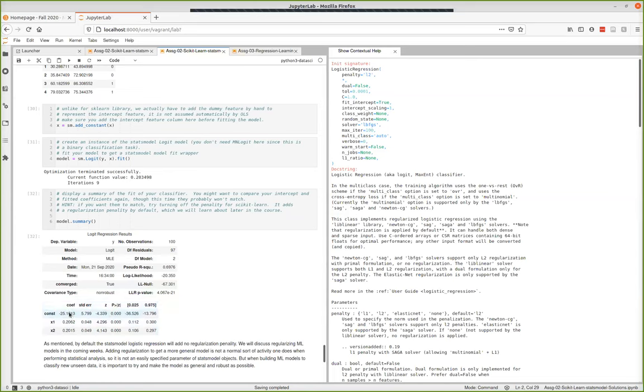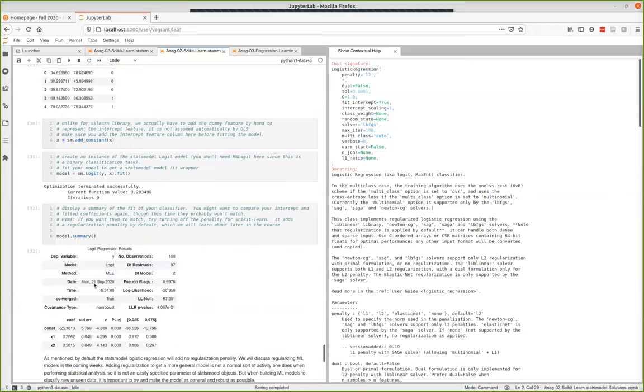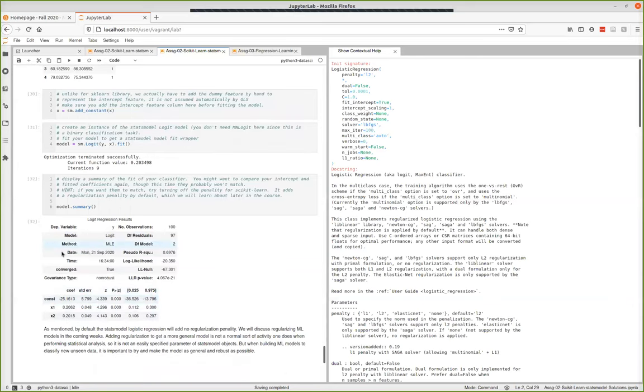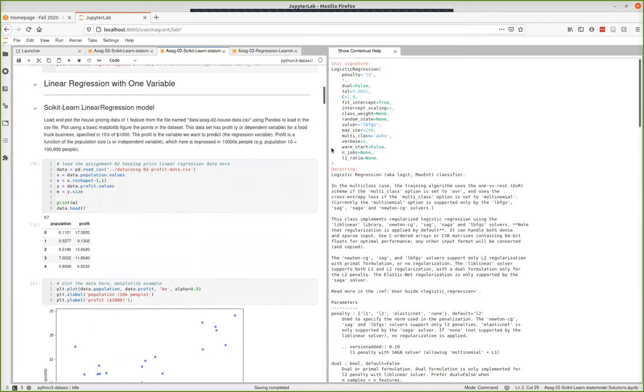Some people got the scikit-learn part correct, but had some issue with the statsmodels part. One of the points of this was that I hope people would realize you're doing the same thing. You're doing a logistic regression here, or in the first task, you were doing a linear regression.